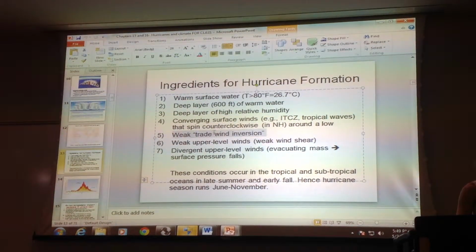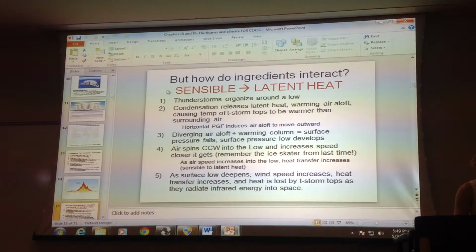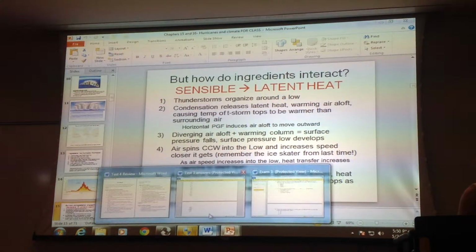The ones that we have not really talked much about, I won't expect you to know, like the weak trade wind inversion. And one of the big ingredients and the kind of the driving force behind the hurricane is this conversion from sensible to latent heat. So sensible heat is something you can sense and measure. So you can take a thermometer and put it in the ocean water and measure the warmth. Latent heat is the heat that's released when that warm air eventually rises and condenses, and condensation releases heat. So that process of converting warm ocean temperatures to latent heat is one of the big driving forces behind a hurricane.